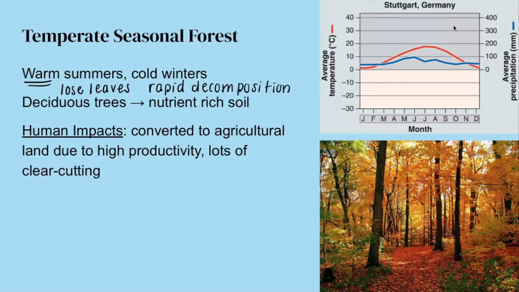And rapid decomposition leads to having this really nutrient-rich soil, which is great, supports lots and lots of plant life. Humans really like this because that means this land is great for agriculture. So one of the human impacts of this temperate seasonal forest is that it is often converted to agricultural land because we have high productivity, which means lots of photosynthesis.